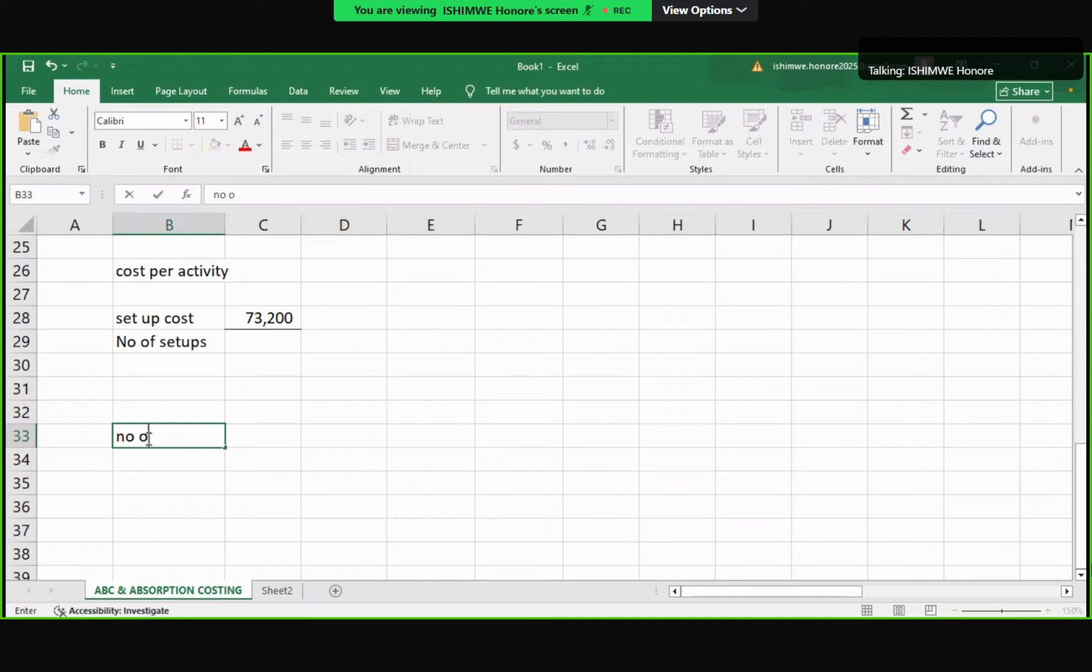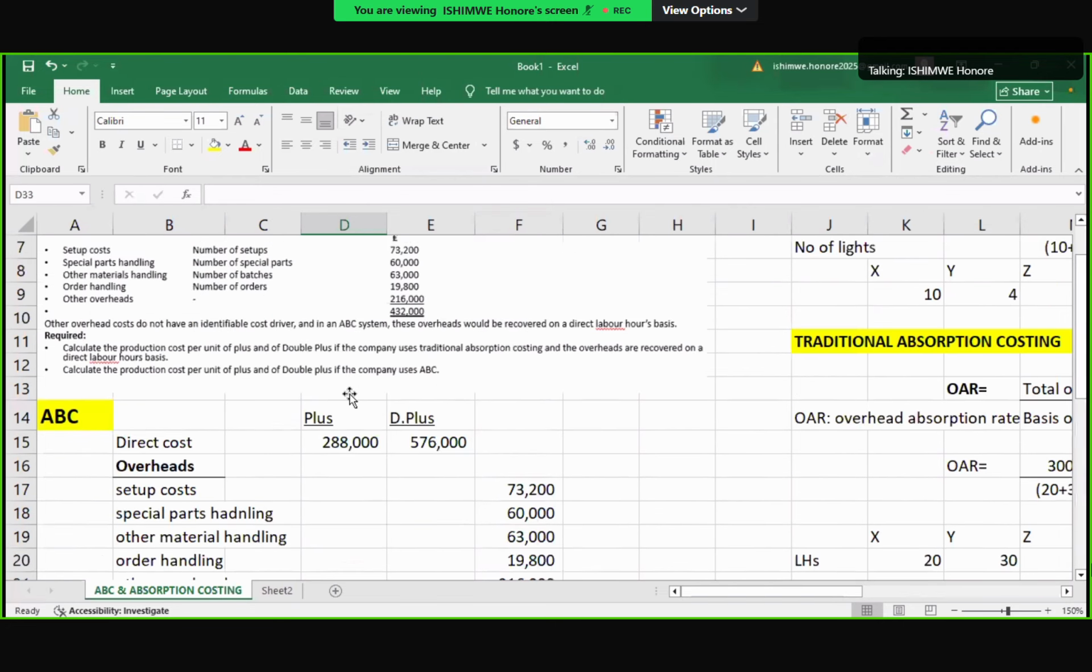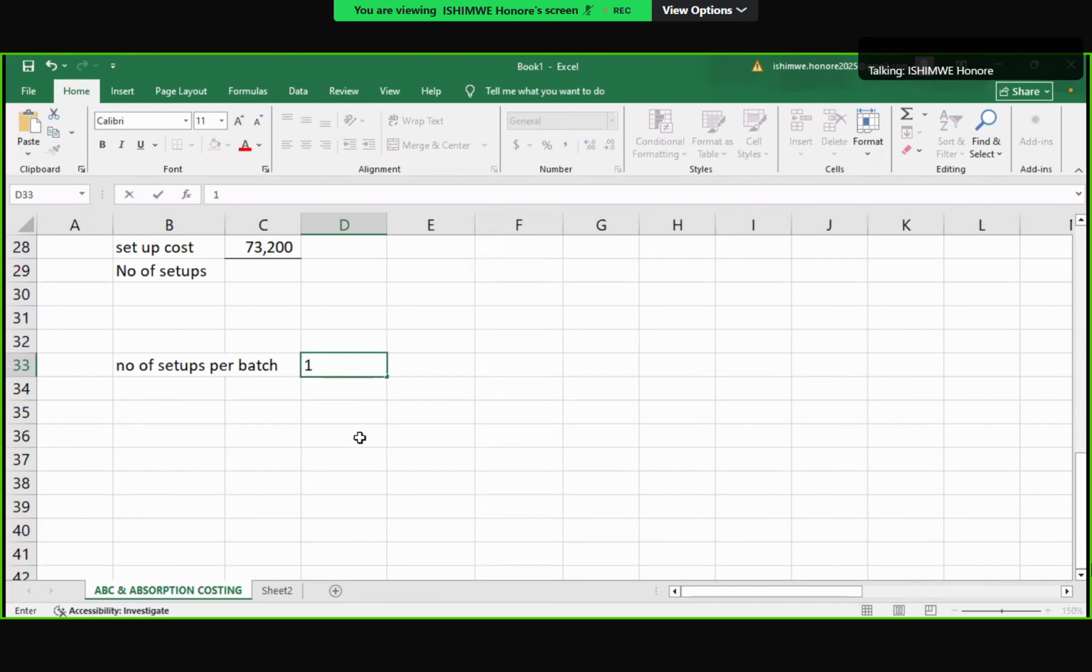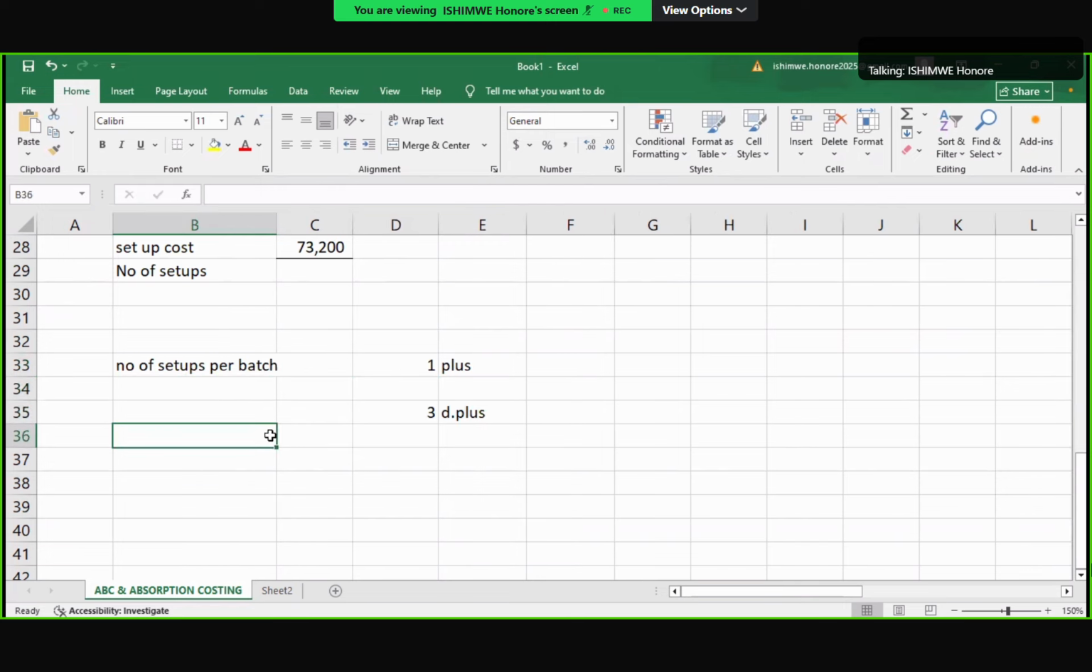You see, we have a number of setups per batch. What does it mean? On plus we have 1, and on double plus, let's say here we have 3. This is plus, and this is double plus. So we have 1, and here we have 3, and we need number of setups. How did they get it?